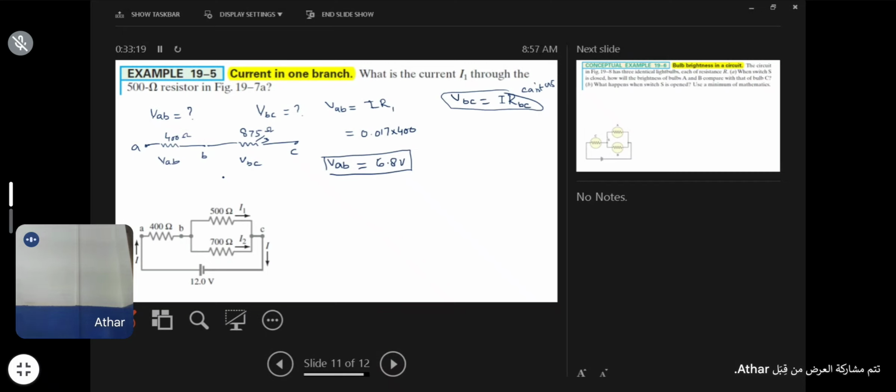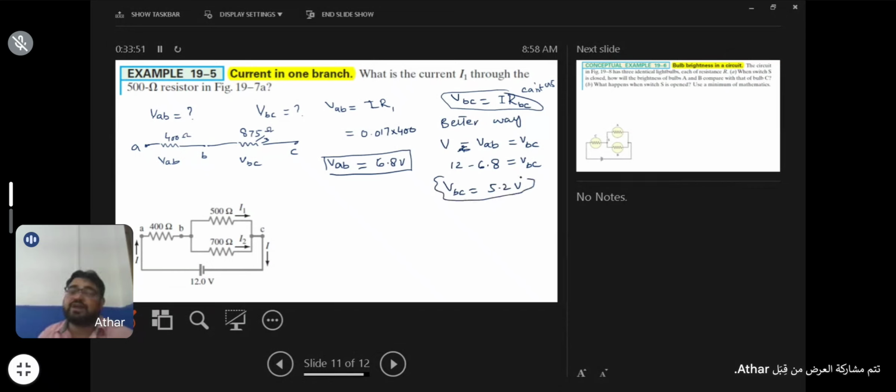So the better way is, if we know VAB, to find VBC by subtracting from the total voltage. So VBC: total voltage minus VAB is equal to VBC. So 12 minus 6.8, how much is it? 5.2. VBC is 5.2 volts. Okay, now we have VBC.